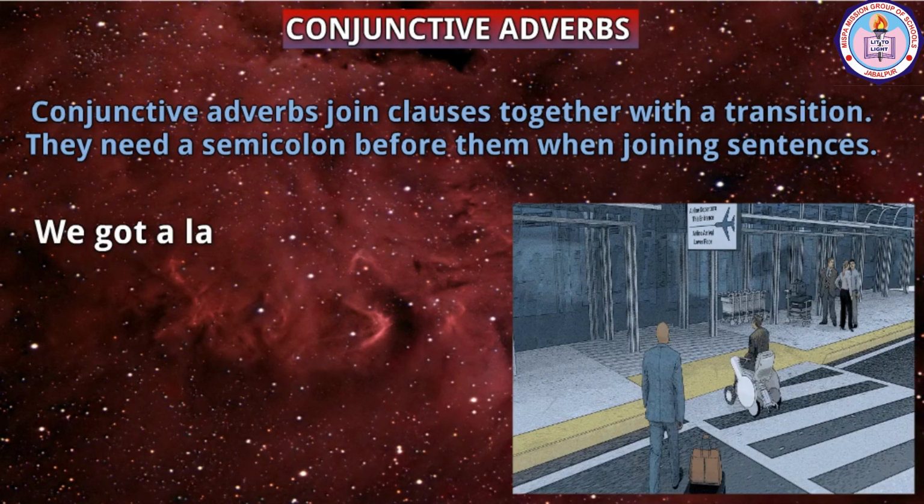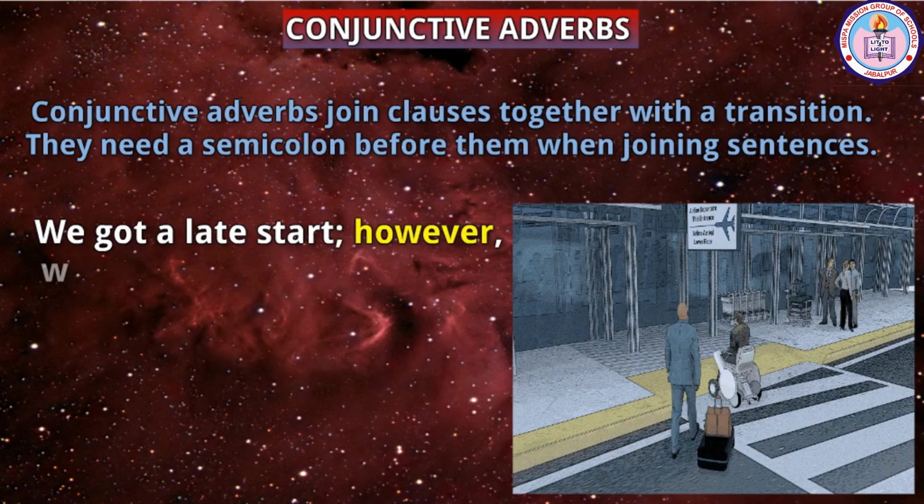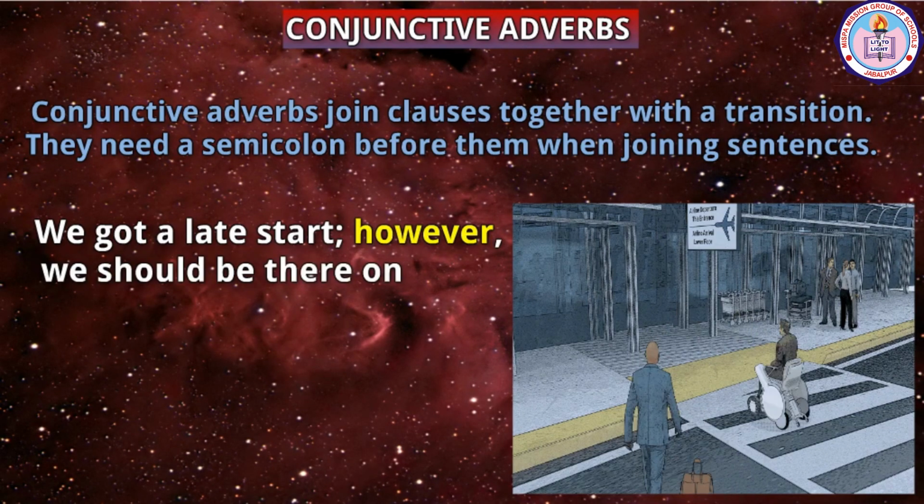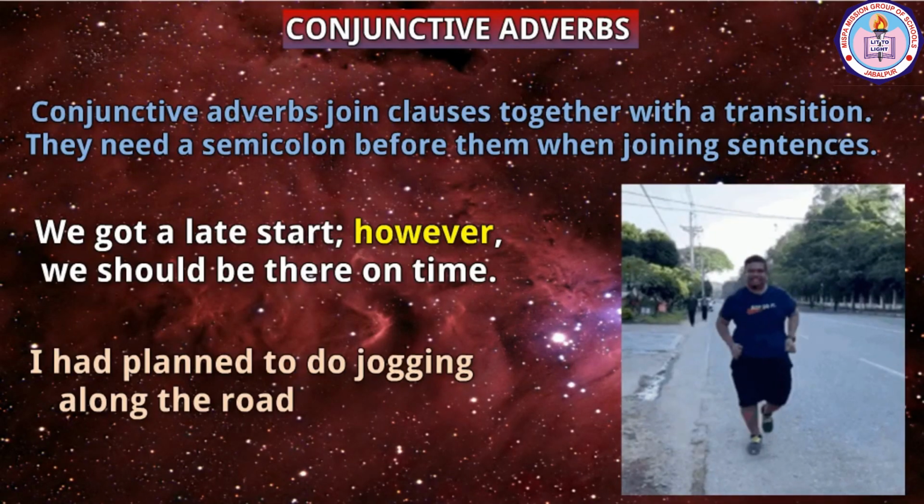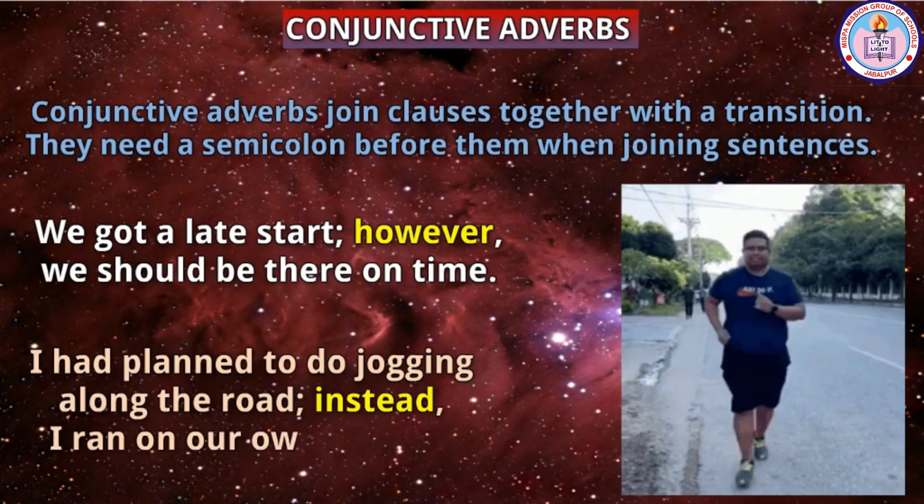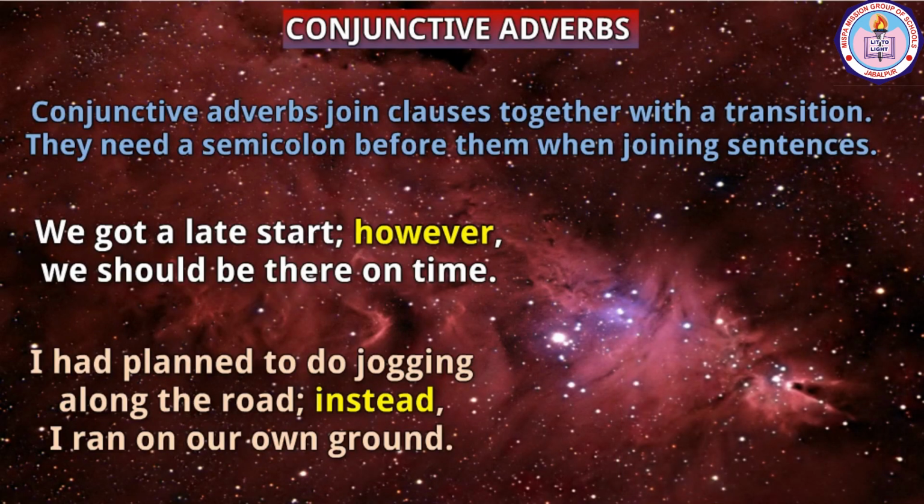We got a late start. However, we should be there on time. I had planned to do jogging along the road. Instead, I ran on our own ground. Here, however and instead are the conjunctions acting as adverbs that join two clauses in these sentences.